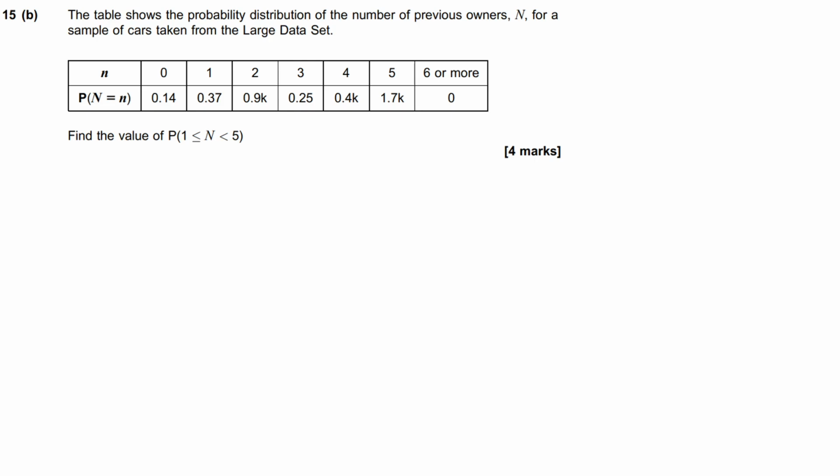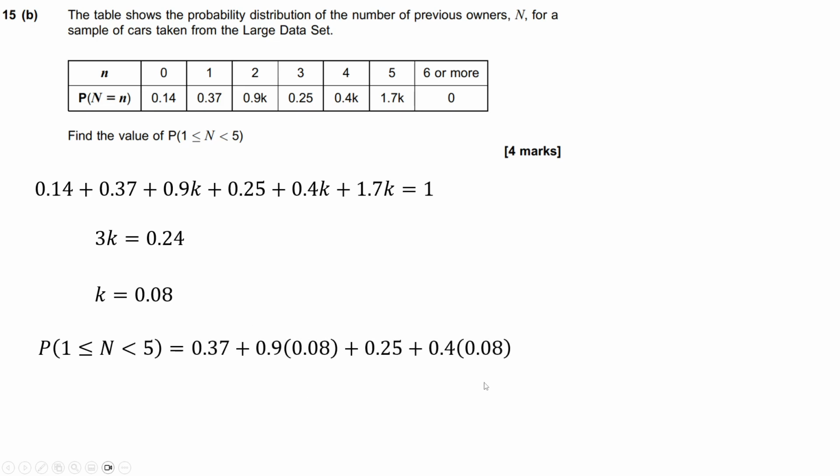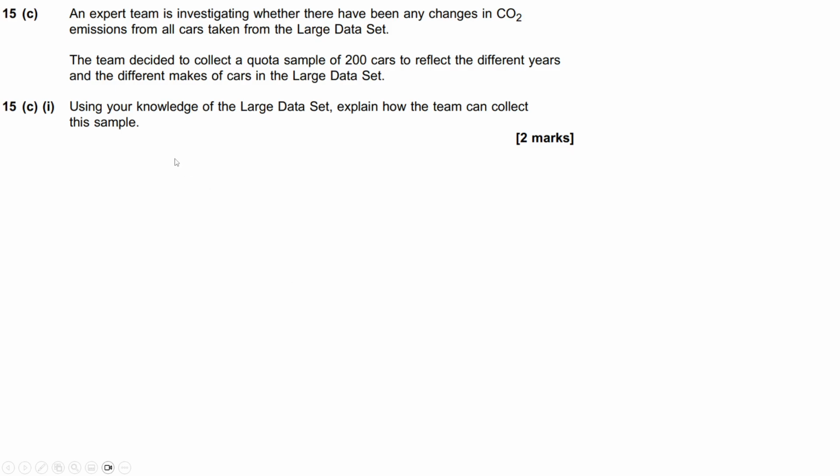If I roll a die, getting a 1 or a 2 or a 3 or a 4 or a 5 or a 6, assuming it's between 1 and 6, is going to be 1. Because I will definitely get one of those. So the probability of getting at least one of any of these would just be 100% if we do that once. So if we add all the probabilities up, we get 1. That gets you this, so k equals 0.08. And then we just sum up the ones between 1 and 5, so 0.37 plus 0.9k plus 0.25 plus 0.4k, where k is 0.08. That gets you 0.724.